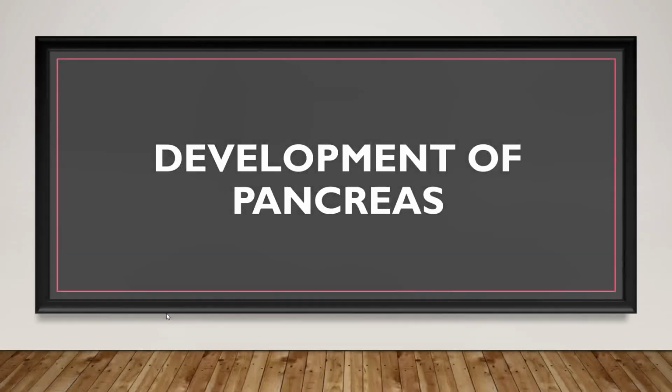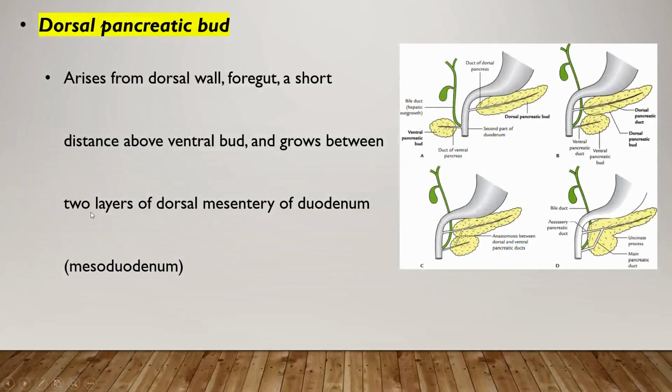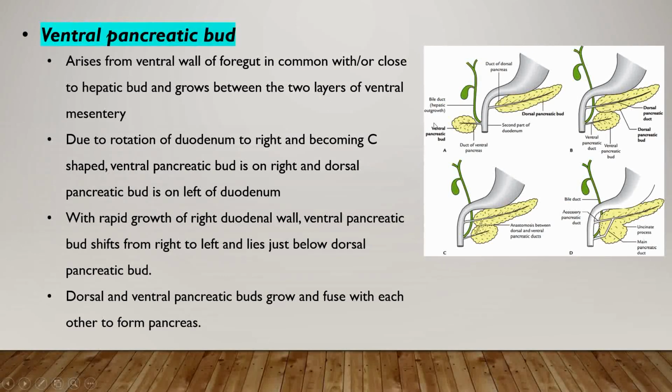Now development of pancreas. There is one dorsal pancreatic bud. It is arising from the dorsal wall of the foregut a short distance above the ventral bud and grows between the two layers of dorsal mesentery of duodenum. So here is dorsal pancreatic bud. And then there is ventral pancreatic bud. It arises from the ventral wall of the foregut in common or close to the hepatic bud and between the two layers of ventral mesentery. So there are two buds.